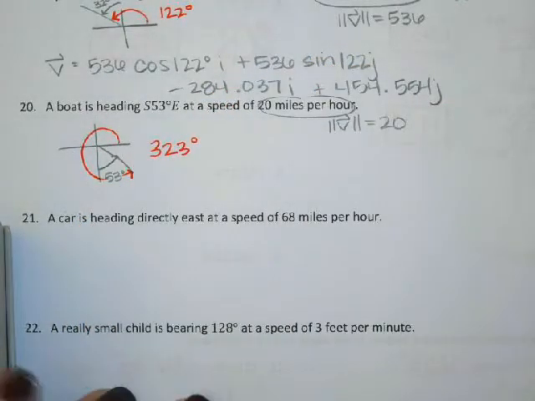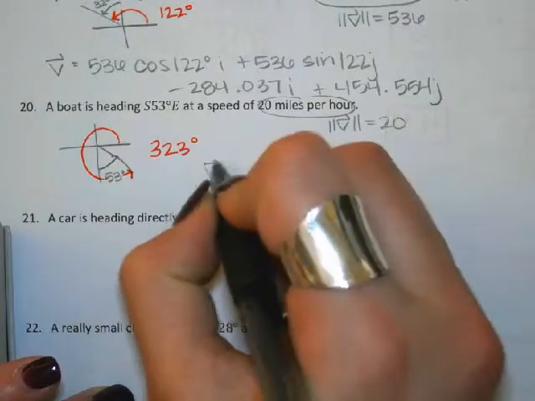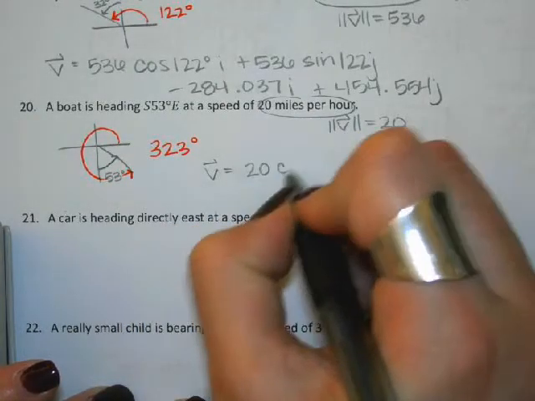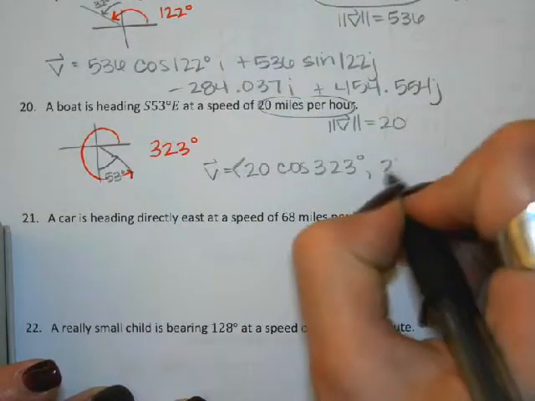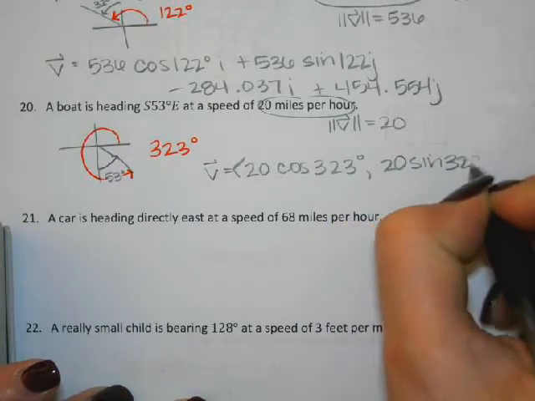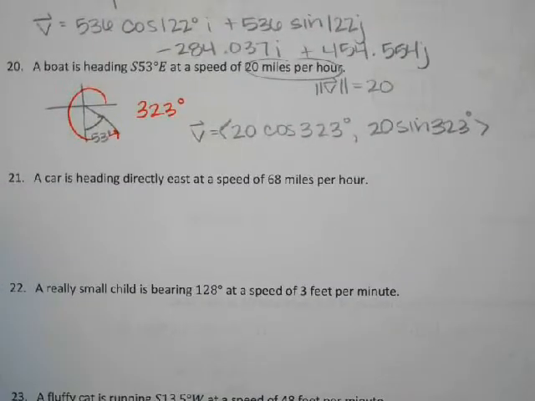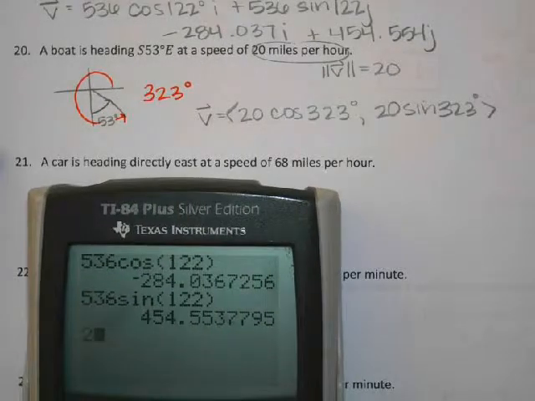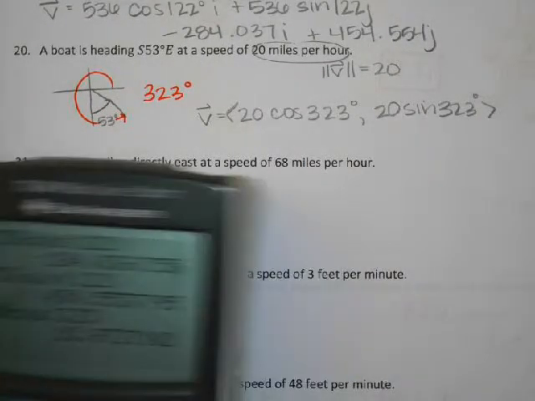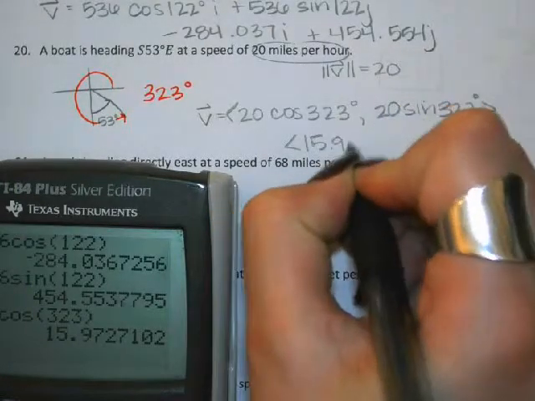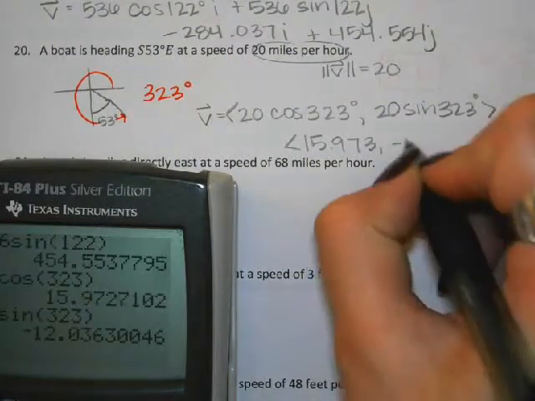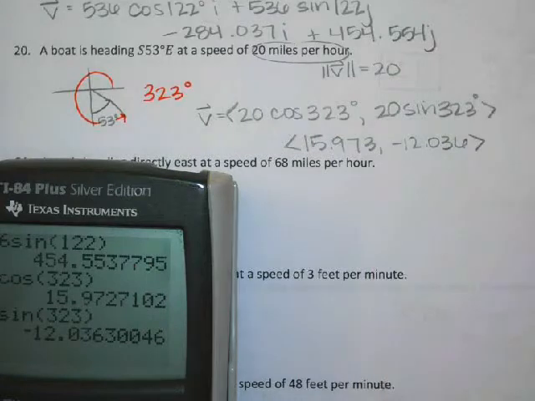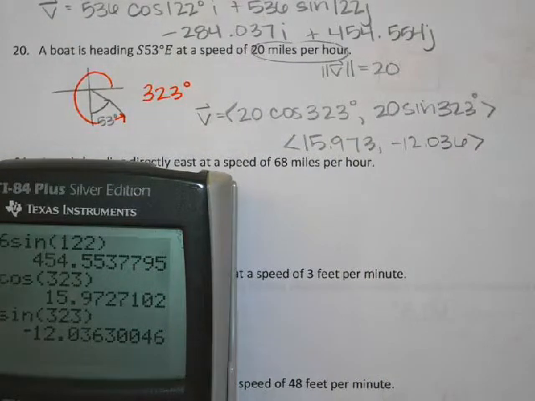Okay. So we would say that our vector is 20 cos 323. I'll go ahead and put this in the component form. And then 20 sine 323. And then we can go ahead and figure out what those decimals would be. Not too bad?